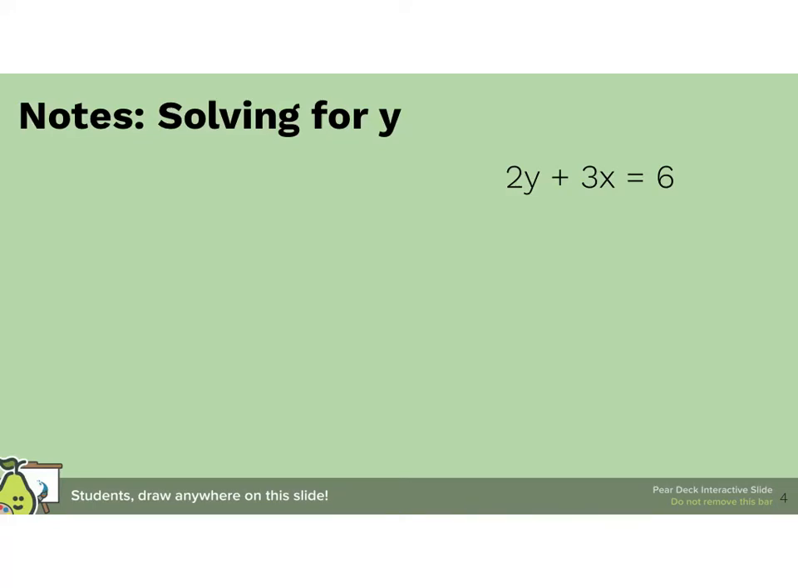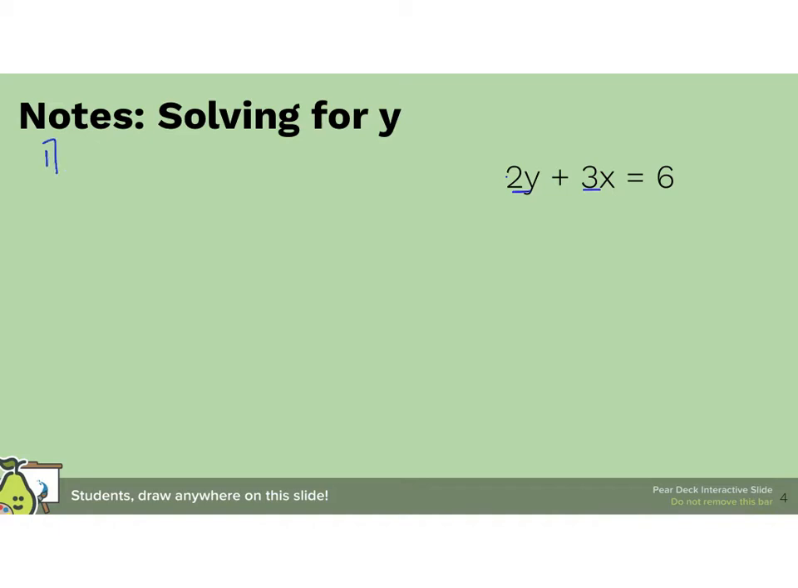Our lesson for today is learning how to solve for y. What that means is we want to get the y by itself. So right now, this equation is 2y plus 3x equals 6. We just want this equation to look like y equals. So we got to get rid of everything else. So how are we going to do that? I'm going to break this down into steps for you.